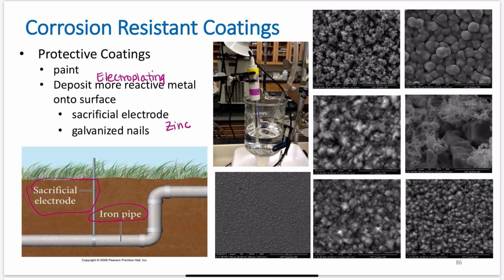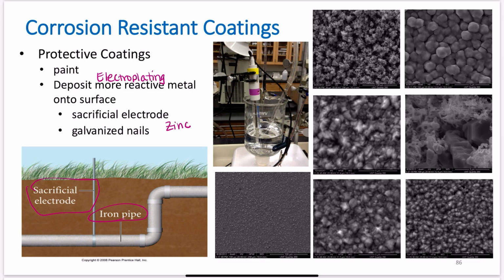Zinc is fine giving up those 2 electrons to protect the iron underneath, until the zinc is of course destroyed. And so we call it a sacrificial electrode because it sacrifices itself to protect the iron underneath. And here are some examples of the way we can actually do this.